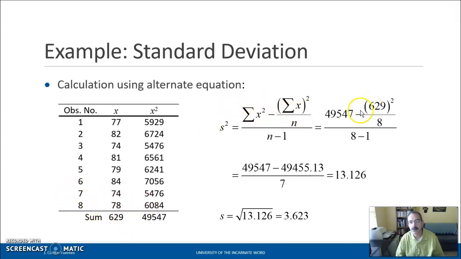So the sum of the squared values is 49,547 minus the sum of the x values, 629, squared, divided by 8. Then you divide the whole quantity by 8 minus 1. And if you do those calculations, you obtain the same value that we obtained using the other formula. And if you want the standard deviation, you just take the square root of that number. So again, this is if you want to do it by hand.